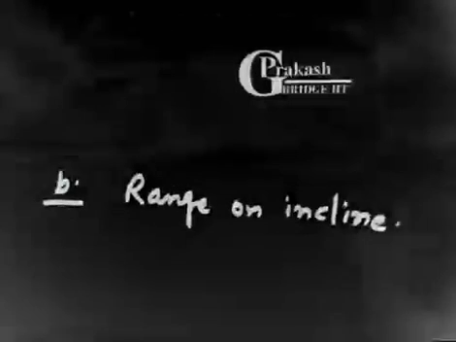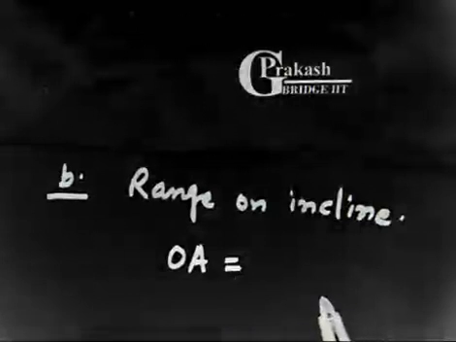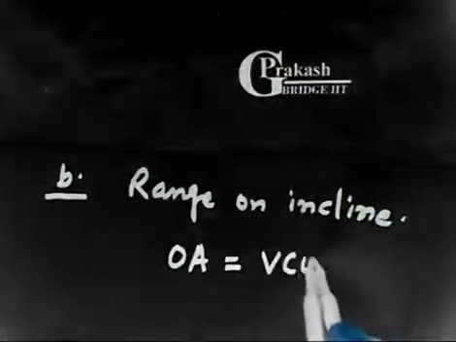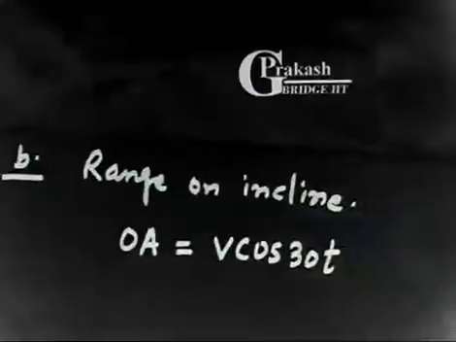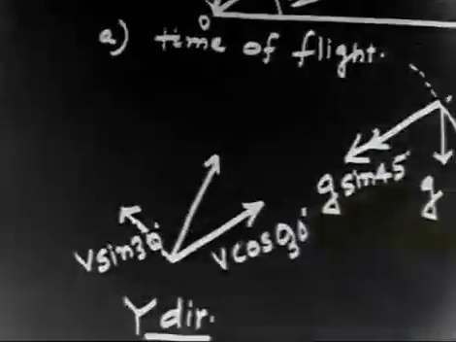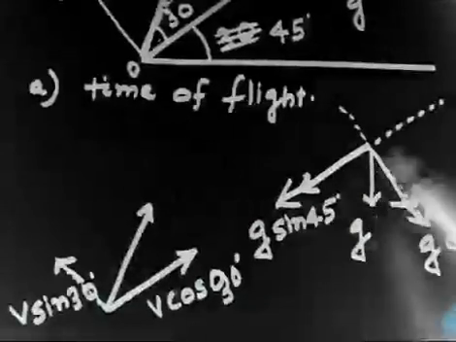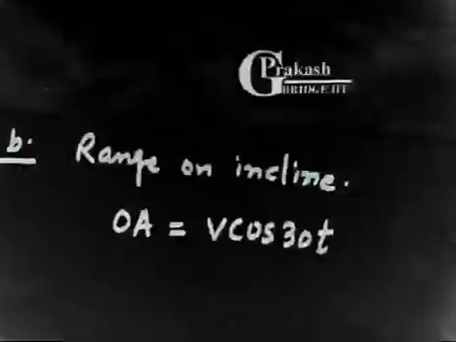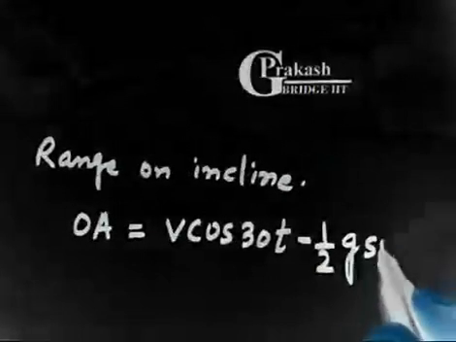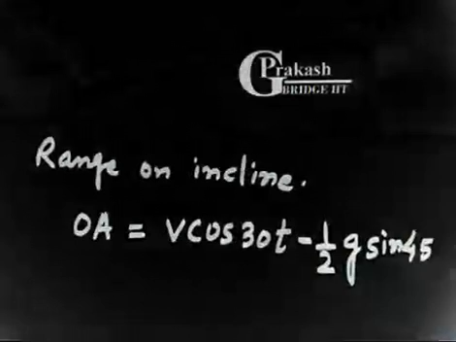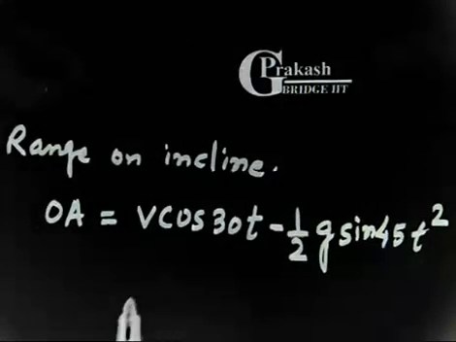So S is basically OA, ut, initial velocity in the x direction is v cos 30 into t. So you see initial velocity is v cos 30 in this direction. Acceleration is g sin 45, but this is in the negative x direction. So minus half g sin 45 into t square. And time of flight we have already calculated, that is 2 root 2.